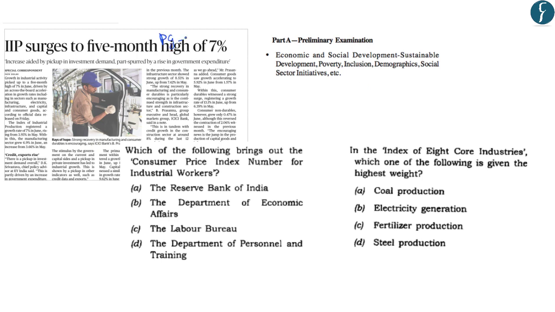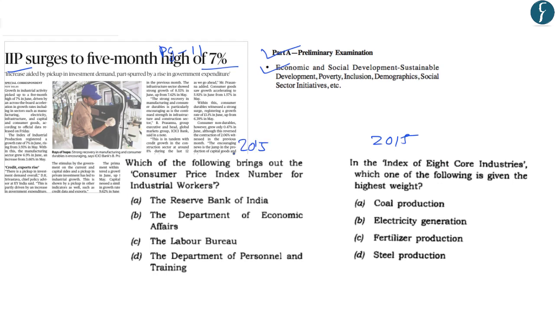The news article on page number 11 is related to a growth in the index of industrial production by 7%. So this will form a part of the preliminary examination syllabus under the topic economic development. Previously in the year 2015, a question was asked related to the highest weightage in the index of 8 core industries in industrial production. Another question that was asked in 2015 was related to the organization that releases the consumer price index. So it is important for us to know the organization that releases the index of industrial production.